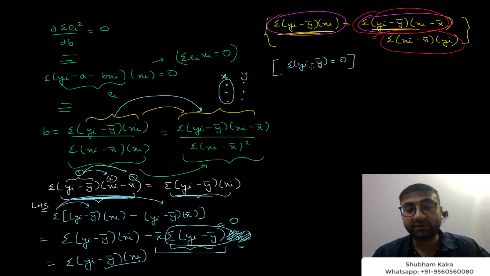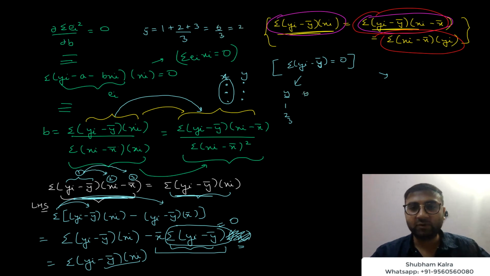Now let me show you that summation of yi minus y bar is going to be equal to 0. If you do not remember this, well, this is a property. You can imagine this in two ways. You can take certain values of y. Let's say I take three values of y, 1, 2 and 3. Now what's going to be the mean of these three values of y? So y bar is going to be equal to what? 1 plus 2 plus 3 divided by 3. So this is equal to 6 divided by 3, and that is equal to 2. So y bar is equal to 2.